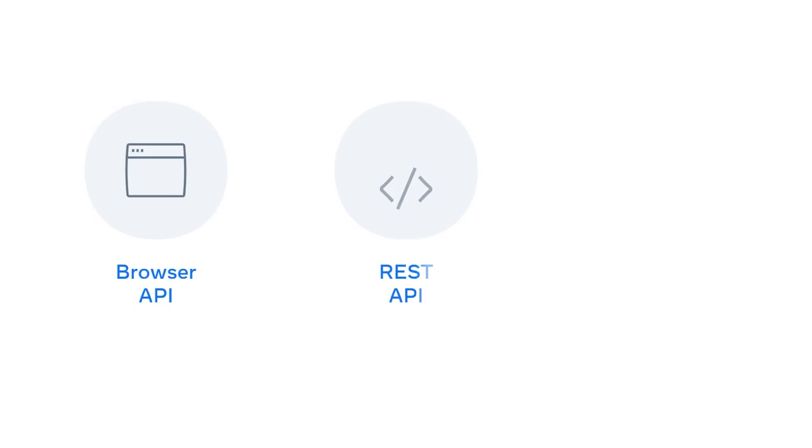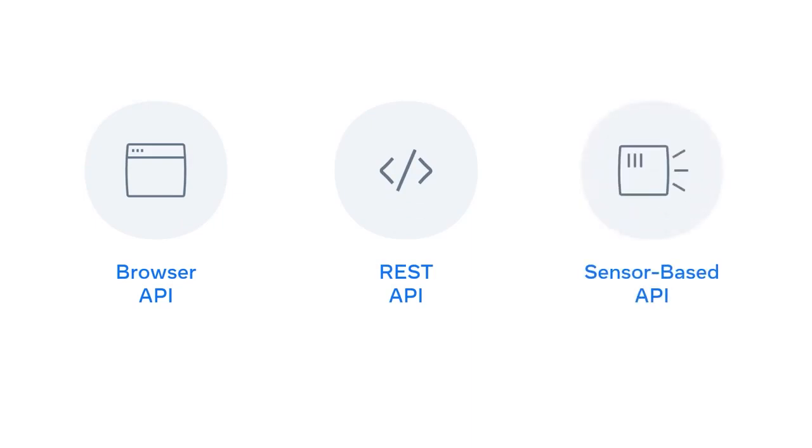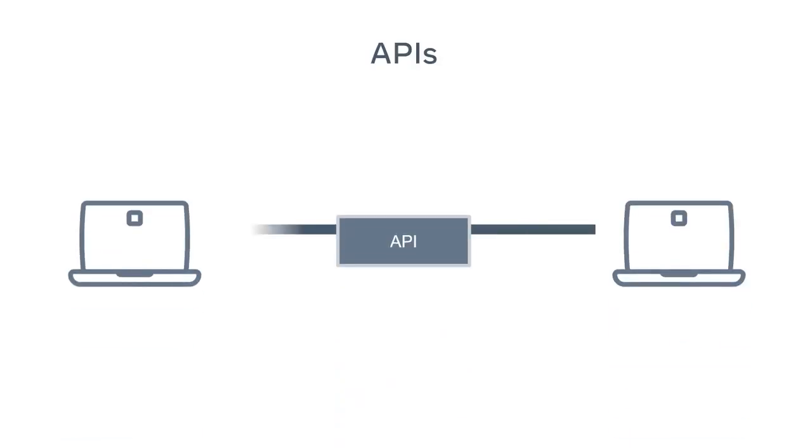Some common APIs that web developers work with include Browser API, REST API, and Sensor-based API. Over the next few minutes, you'll explore each of these API types and review a few specific examples. To begin with, here's a brief outline of how APIs function. In software development, APIs are often the bridge between different components or systems. This earns them names like gateway or middleware. The term is used widely to represent many different tools and systems.